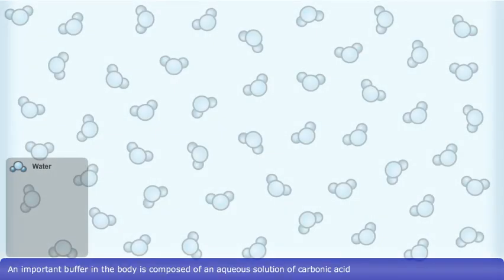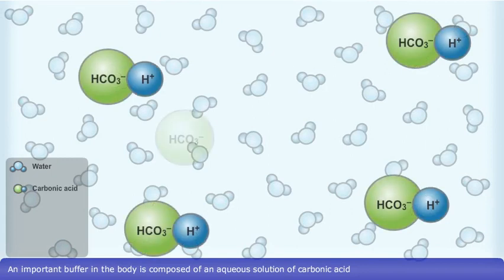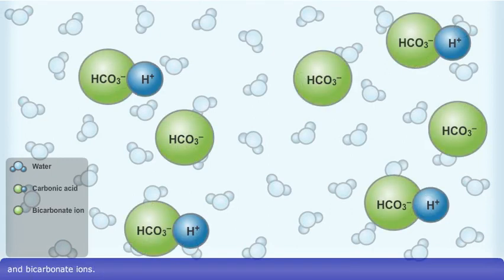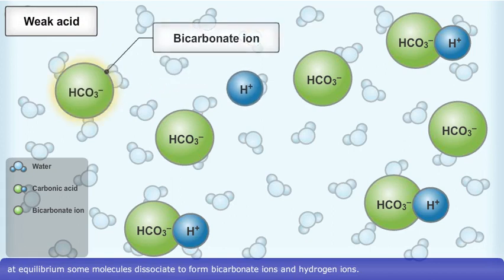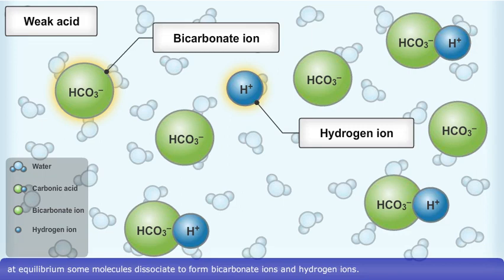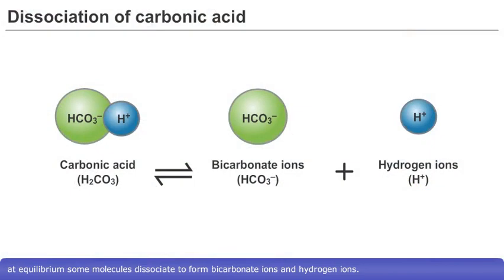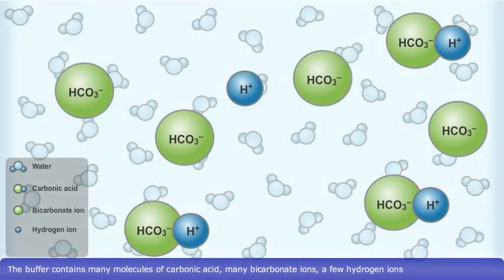An important buffer in the body is composed of an aqueous solution of carbonic acid and bicarbonate ions. Because carbonic acid is a weak acid, at equilibrium some molecules dissociate to form bicarbonate ions and hydrogen ions. The buffer contains many molecules of carbonic acid, many bicarbonate ions, a few hydrogen ions, and many water molecules.